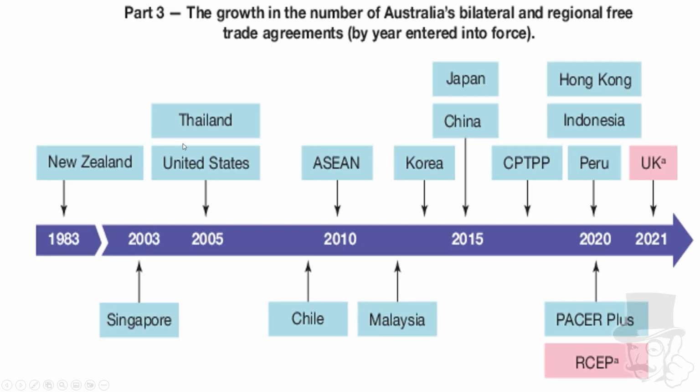So you can see here the timeline of all the free trade agreements that we've done. Started off with New Zealand in 1983, we introduced Singapore in 2003, we looked at stuff with the United States and Thailand in 2005, and yeah, it's been growing and growing ever since.